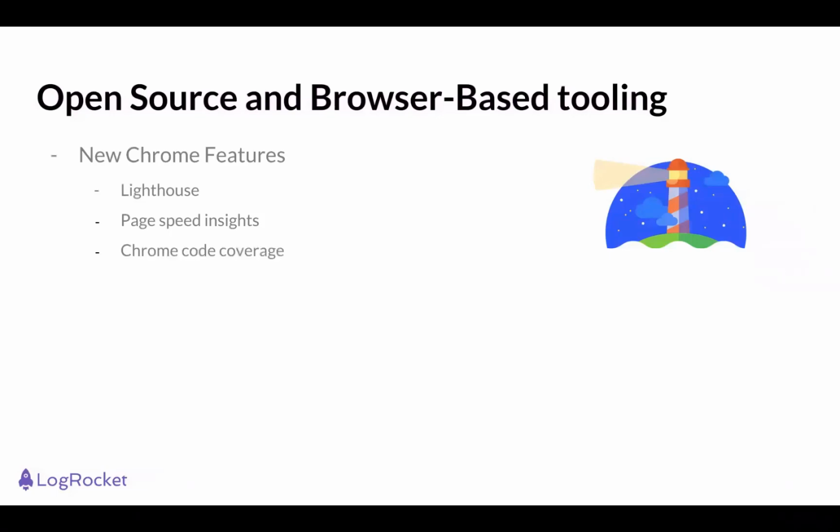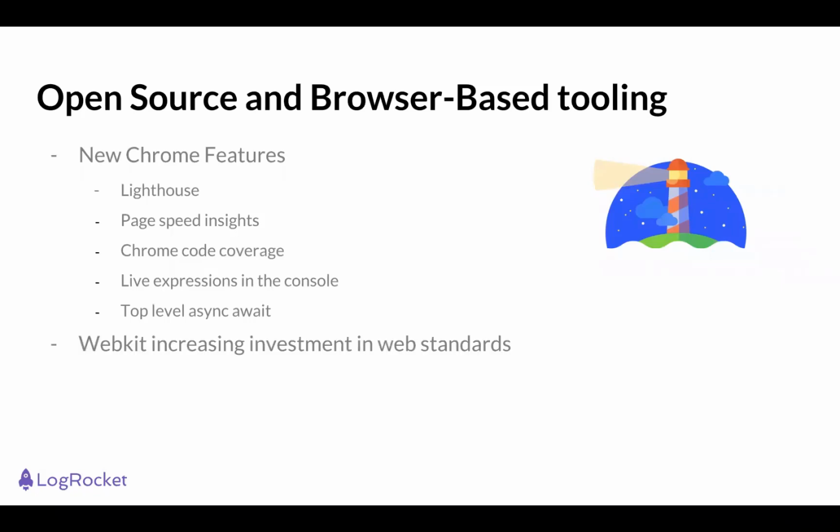Chrome has their code coverage feature, which came out to help you find unused code in your application to reduce your bundle sizes. Live expressions in the console and top-level async await. These are helpful for prototyping, iterating, and testing out code in the console. And then the WebKit team, the engine that powers Safari, is increasing their investment in web standards. So we've seen them move really quickly this past year, being one of the leaders in championing new web standards and bringing support, making Safari a better browser.